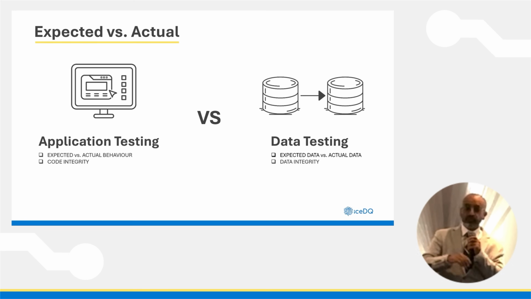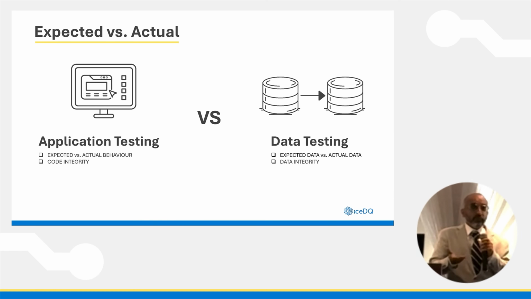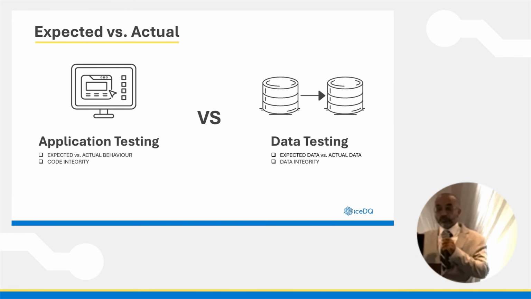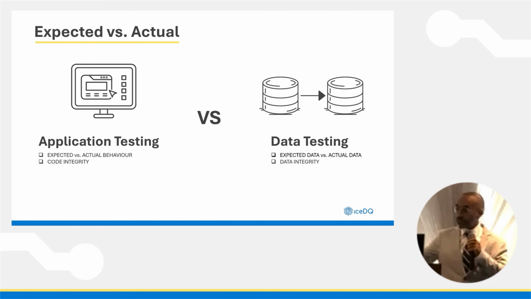And if you go to data testing, now there is no UI. There is no click here, click there. Nothing like that is going to happen. Here, what is expected and what is actual depends totally on the data. What data was I expecting and what data actually arrived there? What data was I supposed to process and what exactly did I process? So from the integrity, or quality, point of view, on the one side we are looking at code integrity, and here you're mostly interested in data integrity, right?